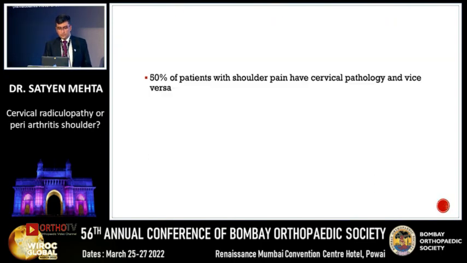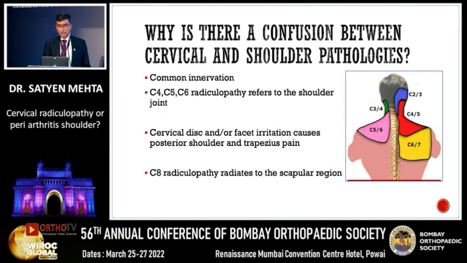Now, this is a very common problem because almost 50% of patients who have shoulder pain have cervical pathology and vice versa. So it is very important to differentiate between these two conditions. Sometimes it is very easy, like in this patient where there was such restriction of motion, but when it is not so restricted, it becomes difficult to differentiate between the two. Why is this the case? This is because a lot of radiculopathy actually refers to the shoulder joint, and so they will come with shoulder pain when they actually have a C4, 5 or 6 radiculopathy.